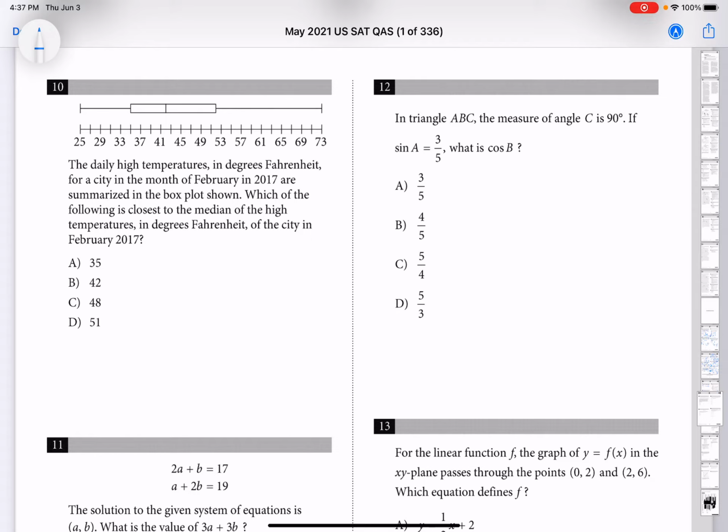So the median is just going to be this middle number right over here. So that's about maybe 42 degrees. This is about 43 here. So it's about 42. So the answer for number 10 should be B.